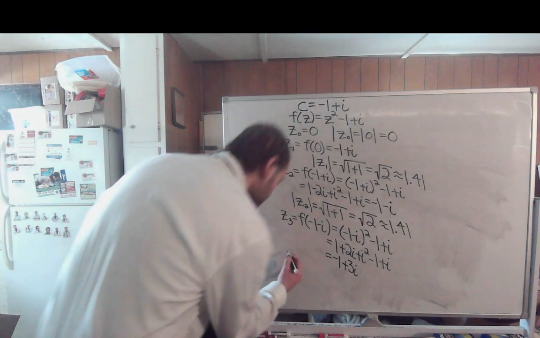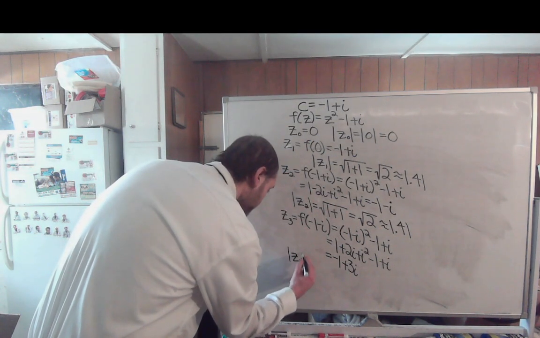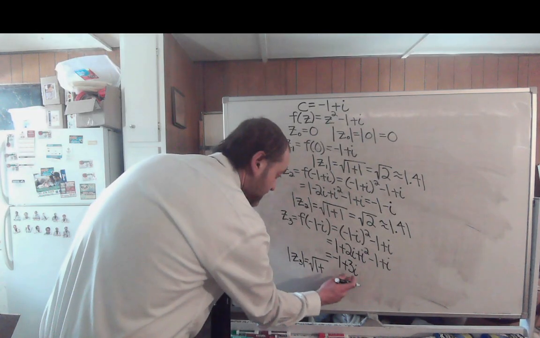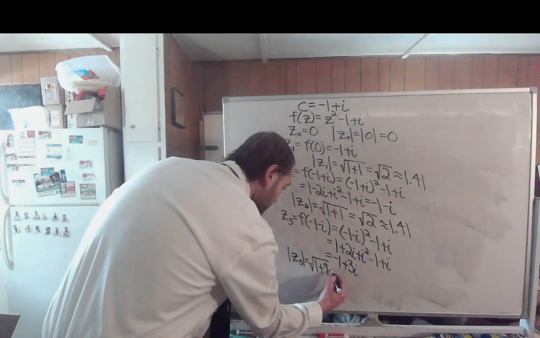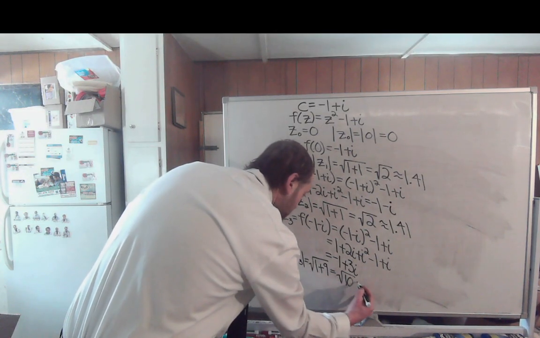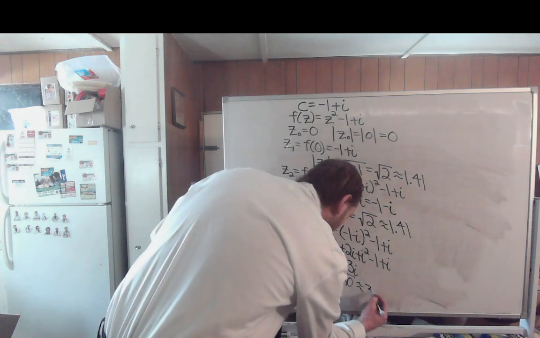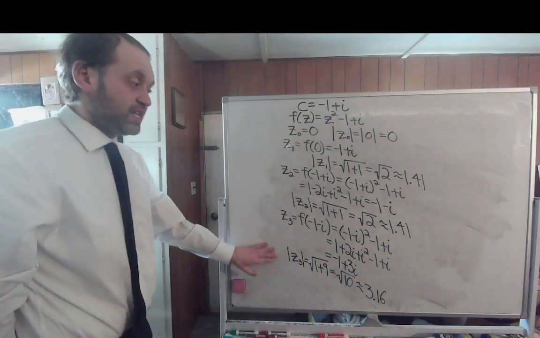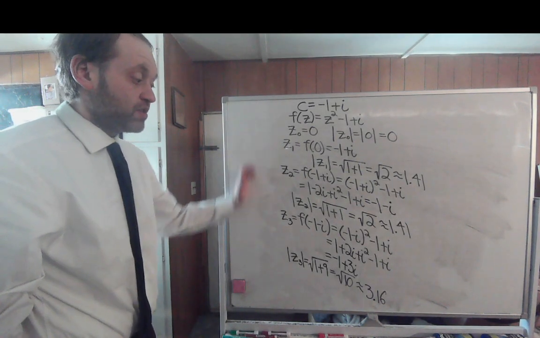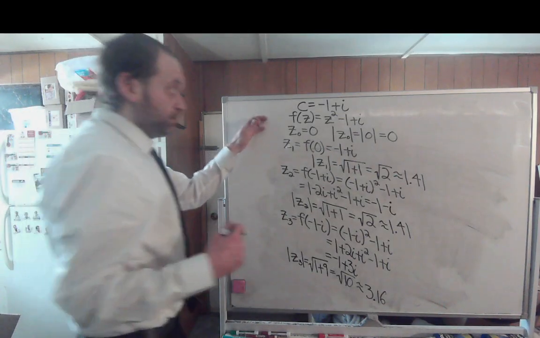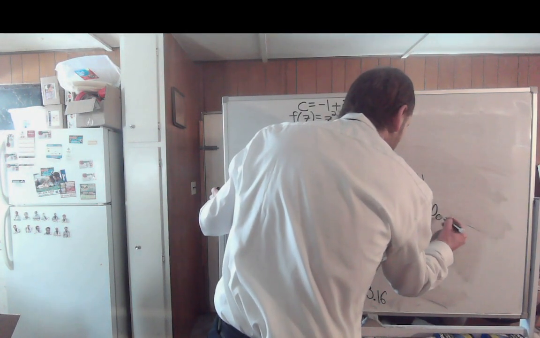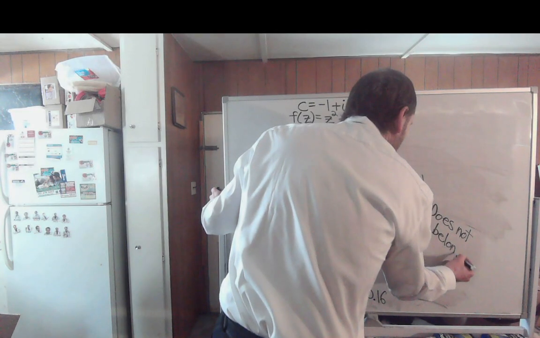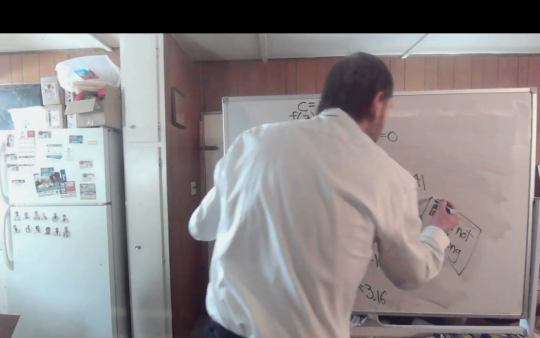Let's find the absolute value of z sub 3, which is going to equal the square root of that negative 1 squared, which is 1, plus that 3 squared, which is 9, equals the square root of 10, which is approximately equal to 3.16. Notice that finally, once you reach z sub 3, the absolute values start to increase without end, meaning negative 1 plus i does not belong to the Mandelbrot set. So negative 1 plus i does not belong to the Mandelbrot set.